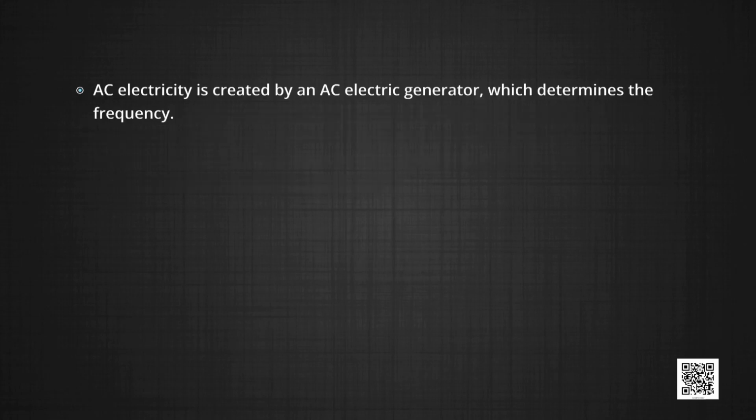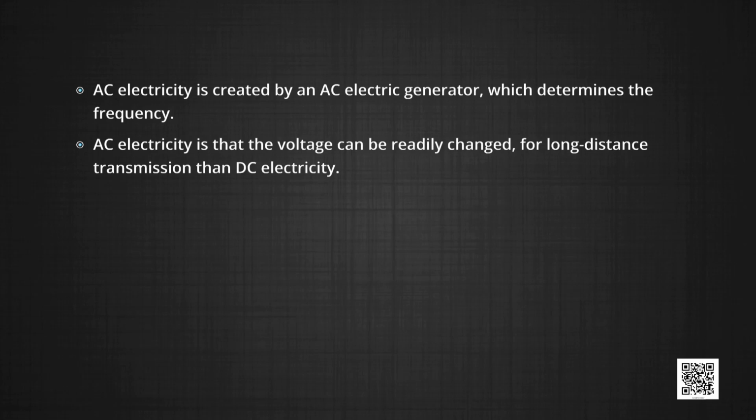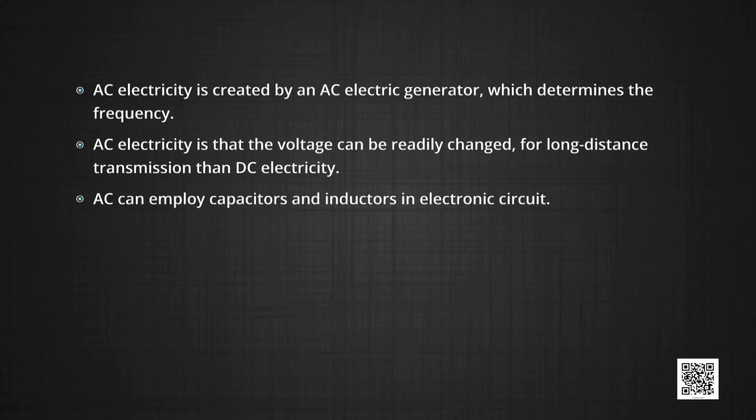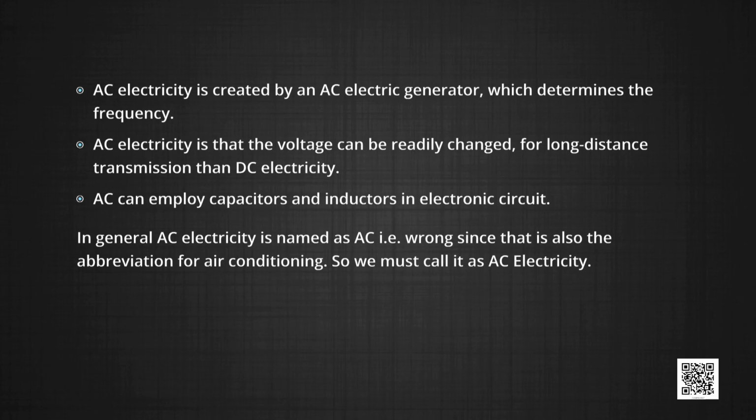AC electricity is created by an AC electric generator, which determines the frequency. The voltage of AC electricity can be readily changed for long distance transmission, more so than DC electricity. AC can be employed using capacitors and inductors in electronic circuits, which we will discuss later. In general, AC electricity is named as AC, which is wrong since AC is also the abbreviation for air conditioning. So, we must call it AC electricity.